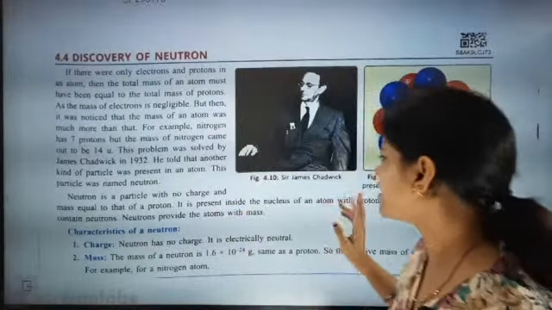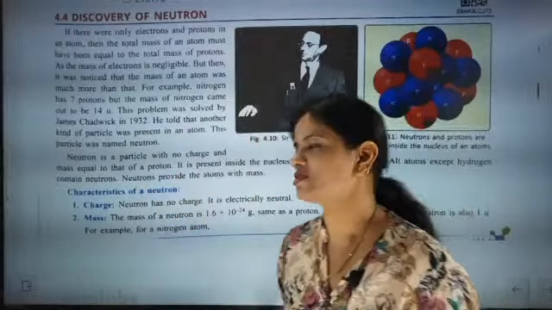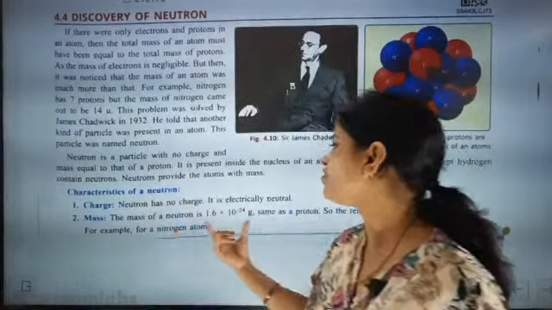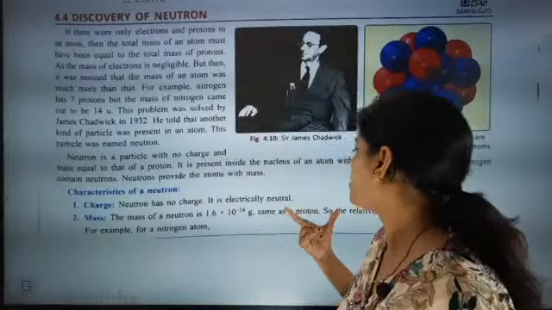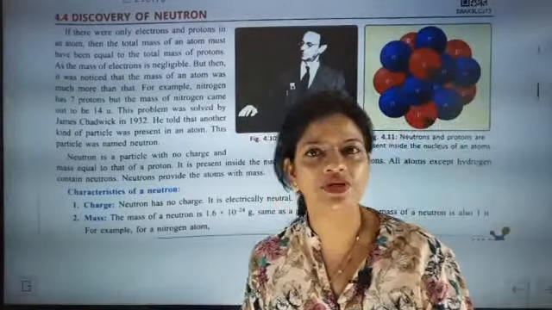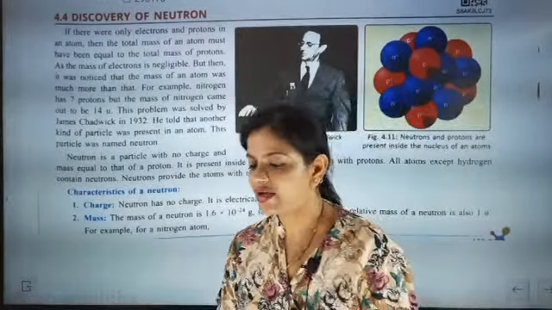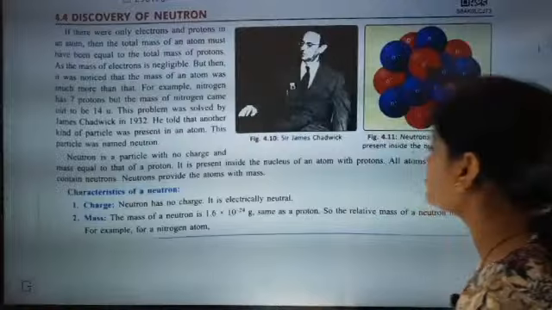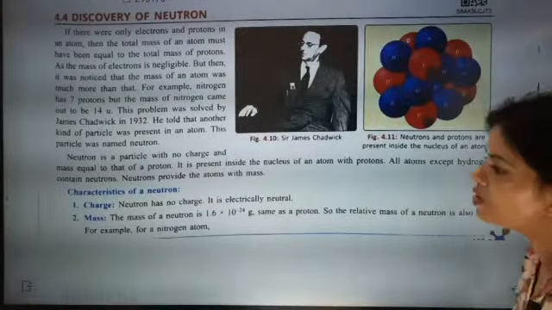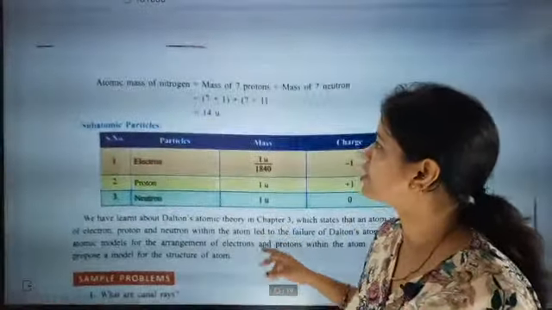So it is present inside the nucleus and their mass is the same. Neutron provides the atom with mass. Neutron has no charge, it is electrically neutral. The mass is given in grams; in kg it will be the same, 1.6 into 10 to the power minus 27 kg, same as that of proton. So the relative mass of neutron is also 1 u, exactly the same as that of proton.